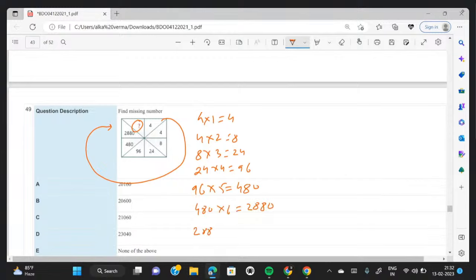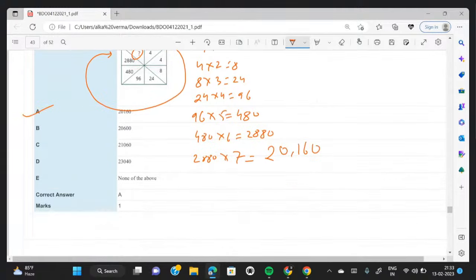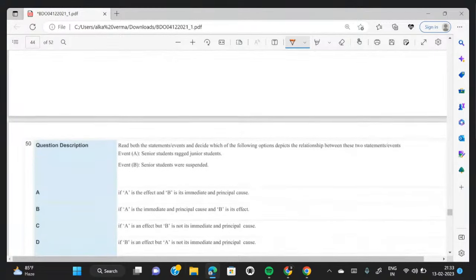And 2880 into 7, that means you have to find what answer you'll get. You'll get 20160. So basically it will multiply by 1, then into 2, into 3, into 4, into 5, into 6. Next question. Question number 50.